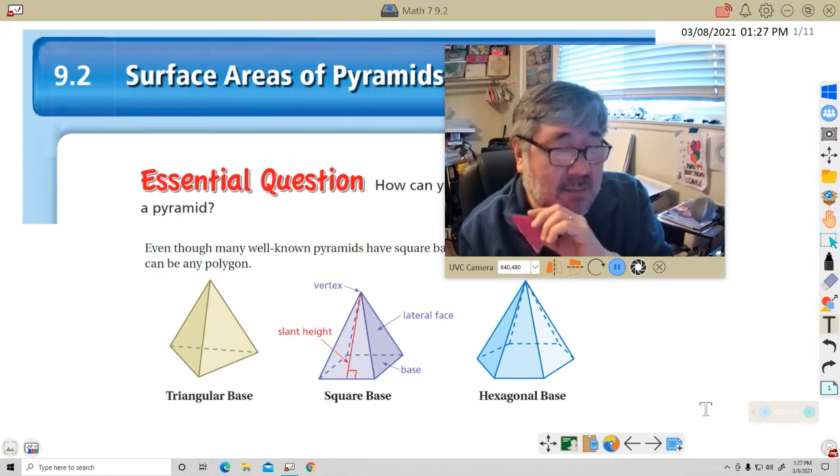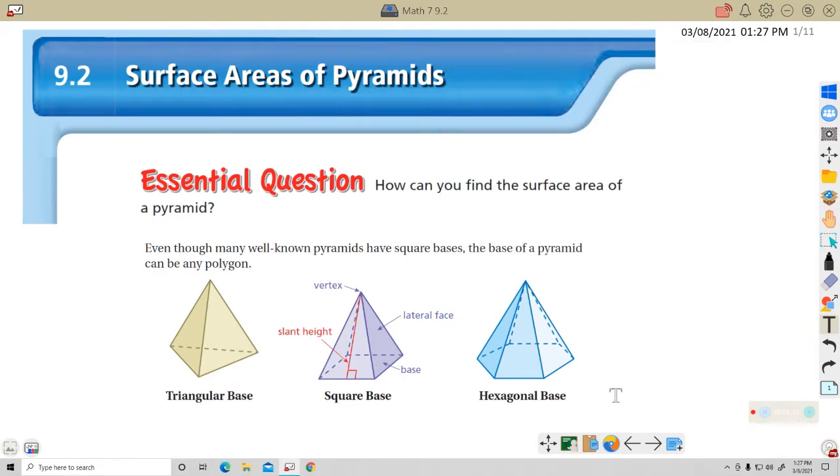So if you look at the diagram, you can even have hexagonal-based pyramids. They can be any type of polygon, but we're going to deal with some of the more common ones, triangular and square. Let's get started.